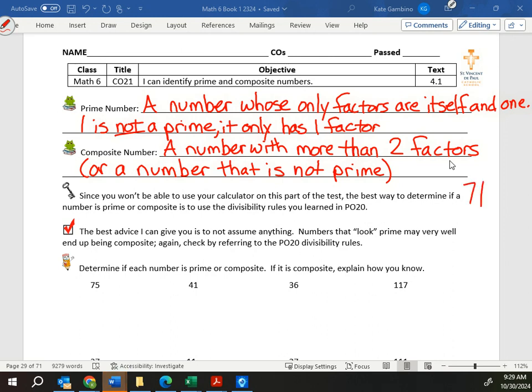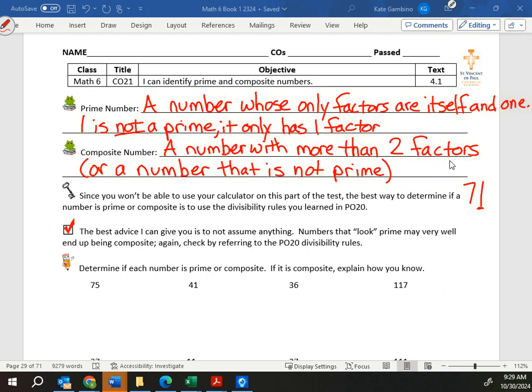71. Emma? How do you know it's prime, Emma? If we look at, we can't just guess. We have to know that we can't divide it by anything else. We know it's an odd number, so it's not divisible by 2. 7 plus 1 is 8, not divisible by 3.